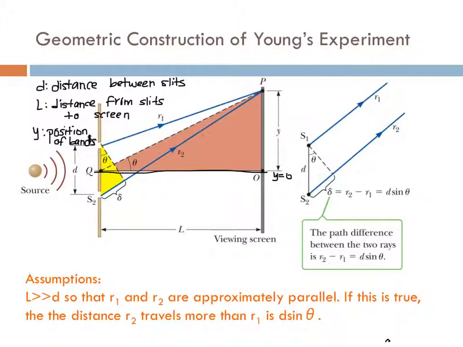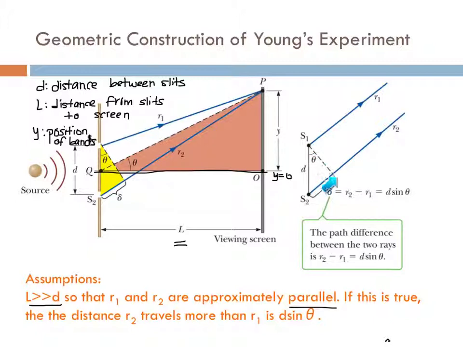So before we can move on, we need to make a couple of assumptions. Here we're going to assume that our length L is much, much greater than d, the distance between these two slits, so that R1, which is the path that the first light ray travels, and R2, which is the path that the second light ray travels, are approximately parallel. If that's true, then you're going to see a situation like this one.